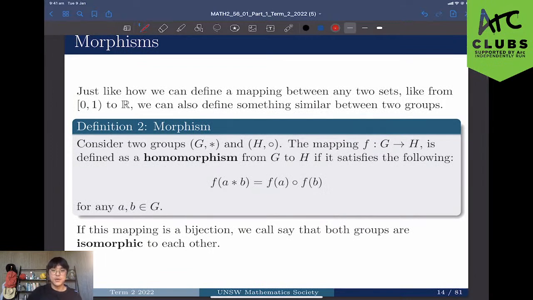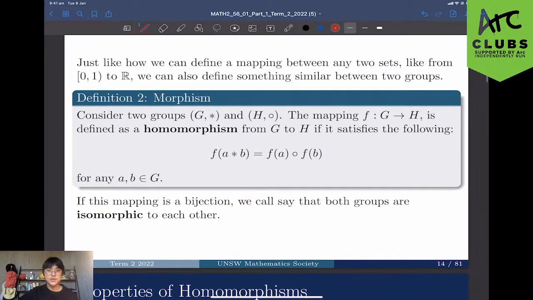So morphisms. Just like how we can define a mapping between any two sets, like from the interval between 0 and 1 to R, we can define a similar kind of mapping between two groups. If we consider two groups, G and H, the mapping from G to H is defined as a homomorphism if it satisfies this following formula, where this is the operation of G, and this is the operation of H. Furthermore, if this mapping is a bijection, meaning it's 1 to 1 and onto, we say that both groups are isomorphic to each other.